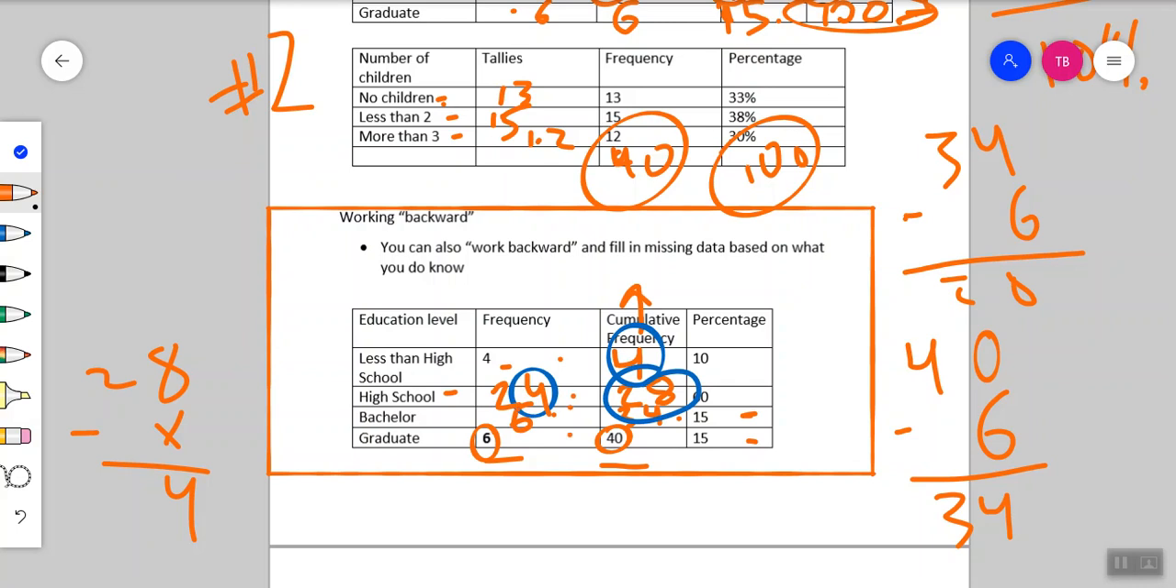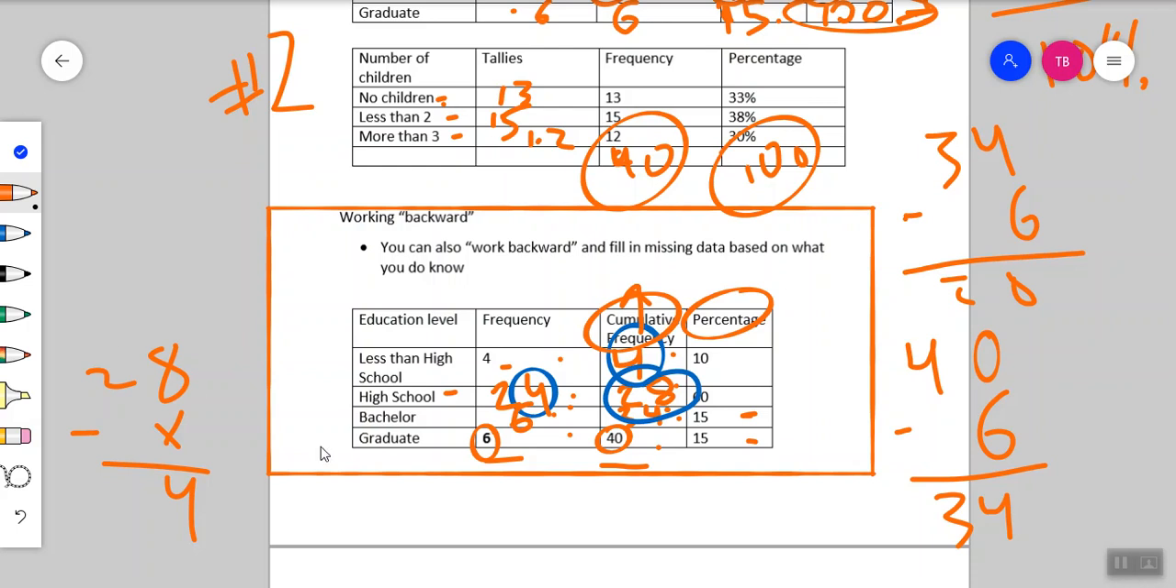And for here, cumulative frequency 4, 28, 34, and 40. So basically, it's the same idea as before. Any of these working backward problems are always going to have all the information that you need. You just need to start thinking strategically on how you're going to fill it out, whether it's looking at the percentages, looking at the frequencies, and start filling it out from there. Okay? So this might take some practice, but it's always available.